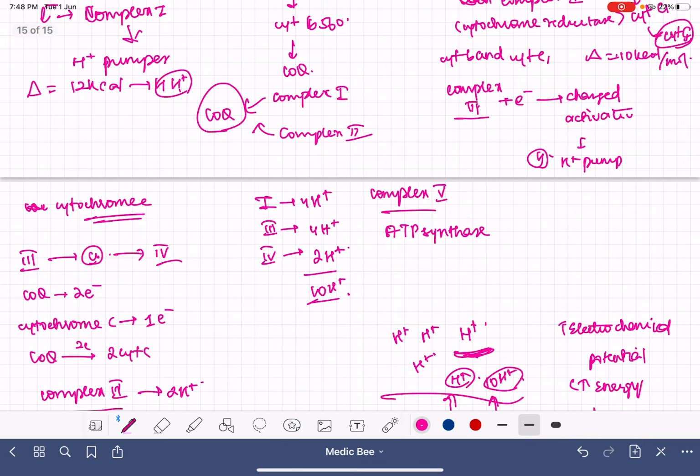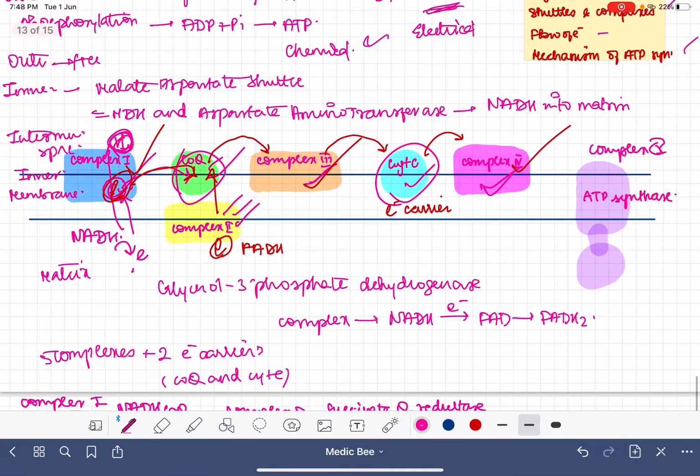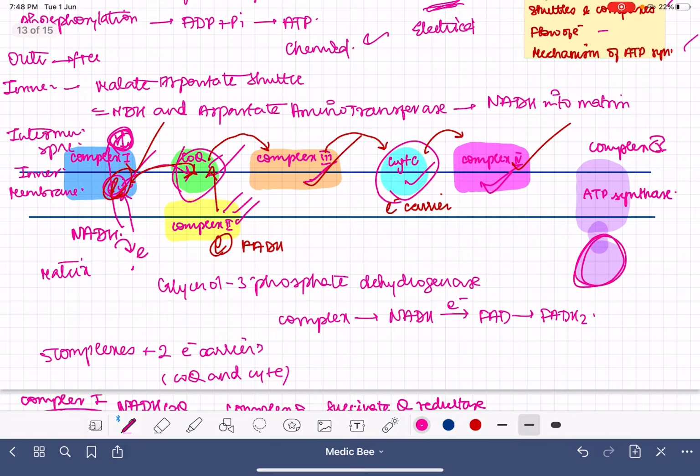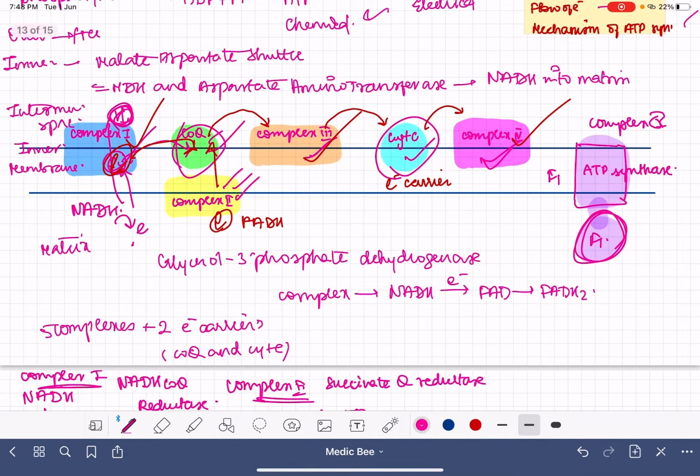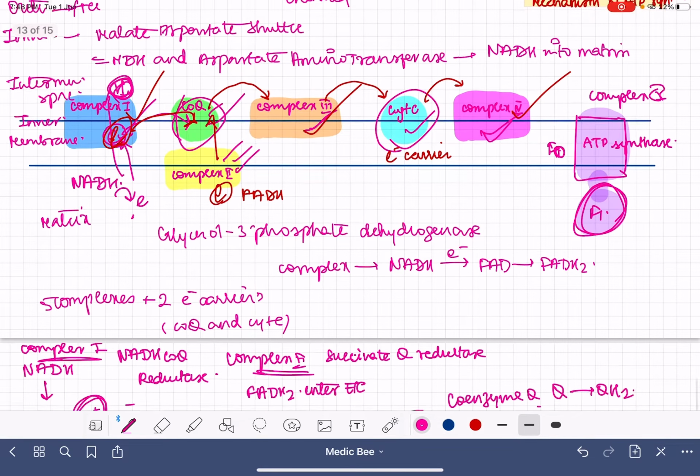ATP synthase looks just like a lollipop, because it has this F1 particle that is protruding into the matrix. This is called the F1 particle, and this looks like a cylinder that is traversing the membrane. This is the F0 particle, and this is the F1 particle.